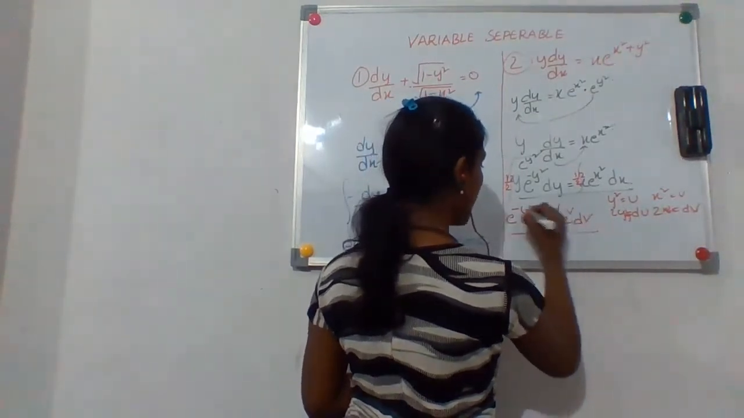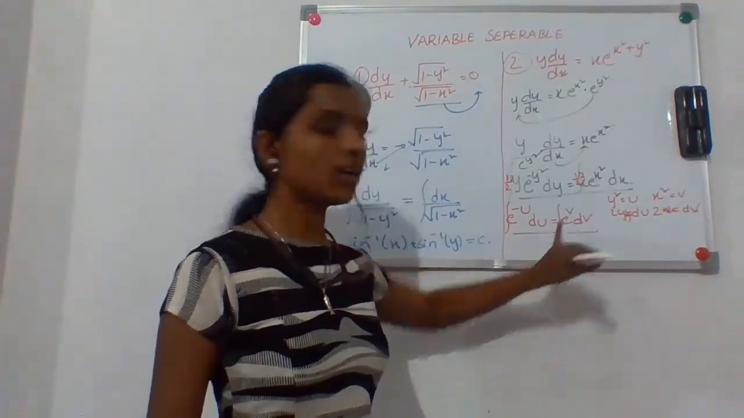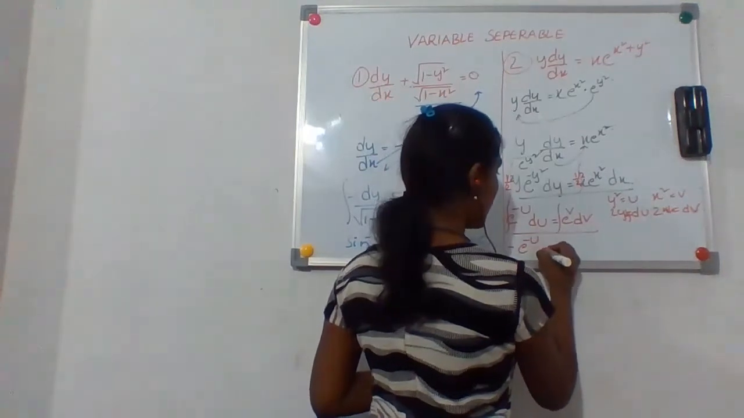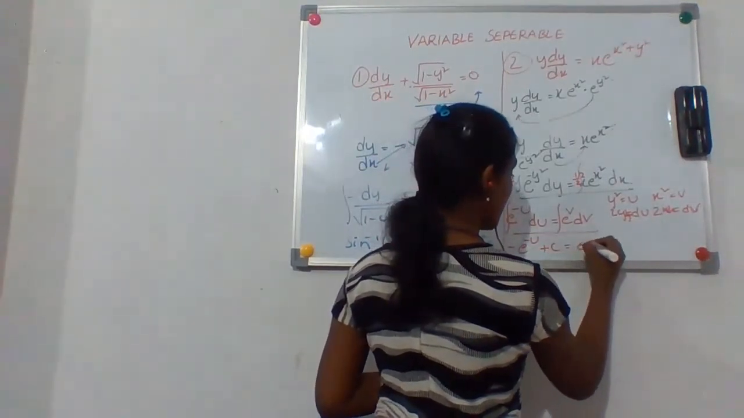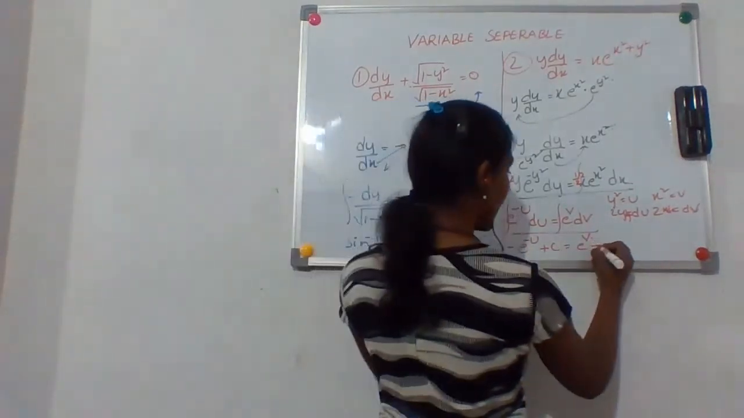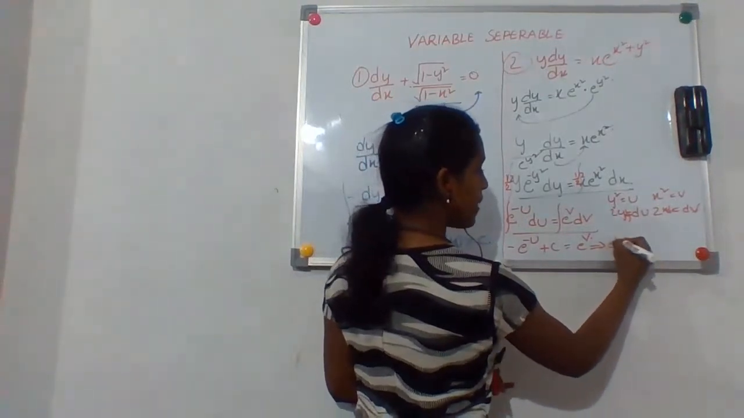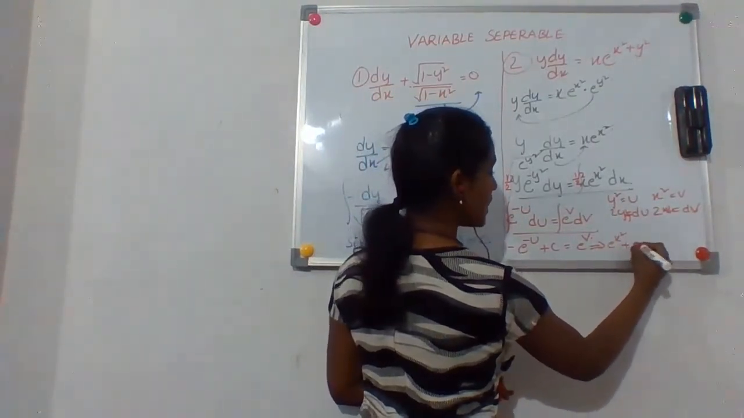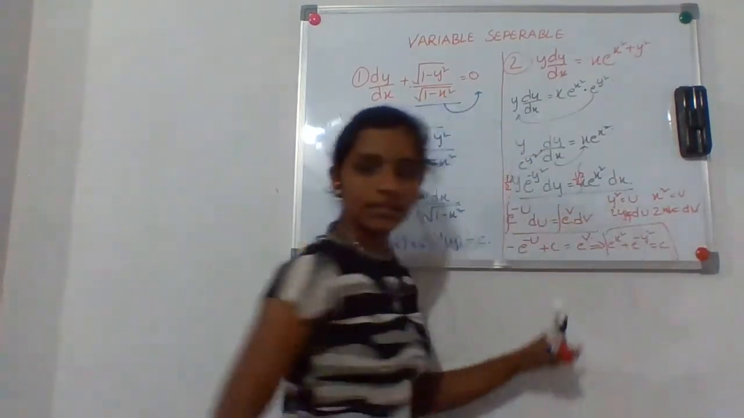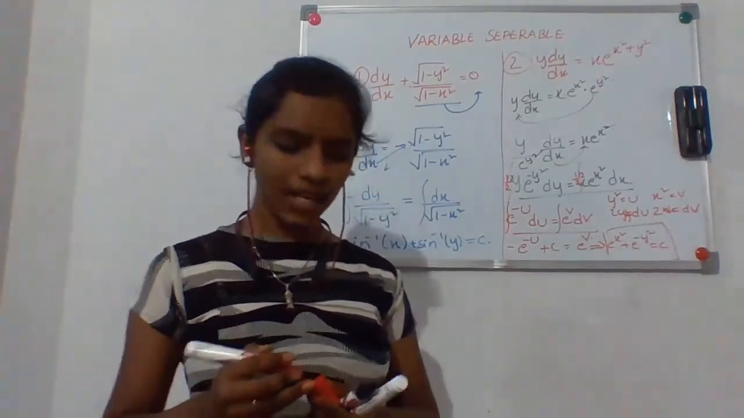Am I right? Now we are going to integrate on both sides. Now you know the integration of e power minus u and e power v, right? What is it? Minus e power minus u plus c is equals to e power v. The same thing. Now instead of u and v, you will substitute these values, right? So you get e power x square plus e power minus y square equals to c. This is the answer that we have got. Correct? That's it. So that is the variable separable method.